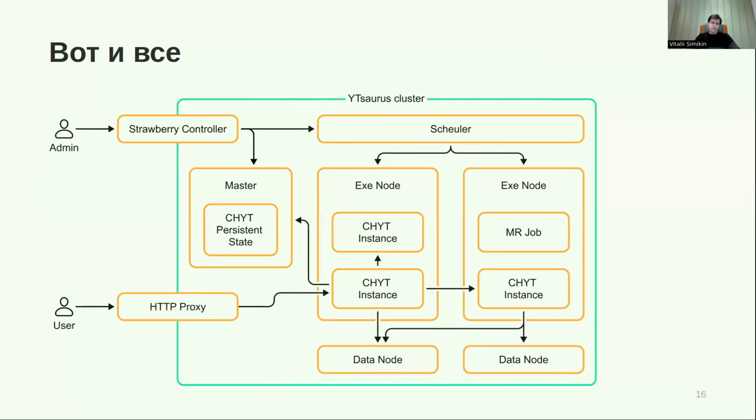So let's sum it up. CHYT has instances that process queries. Instances are grouped into cliques that run those queries in the distributed mode. Strawberry Controller manages running instances through vanilla operations. The controller and clique persistent state is stored in Cypress. To access a clique, you need to use an HTTP proxy.